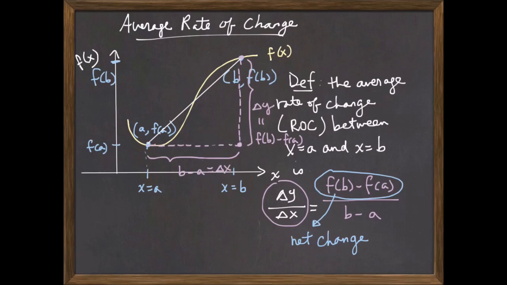You have probably also noticed that the expression delta y over delta x looks a lot similar to the slope expression. If we connect the 2 points, a, f of a and b, f of b with a straight line, which is called the secant line, then the expression delta y over delta x gives exactly the slope of the secant line connecting those 2 points.